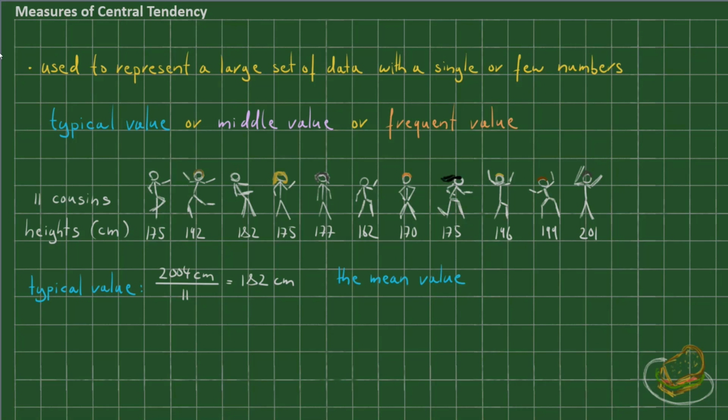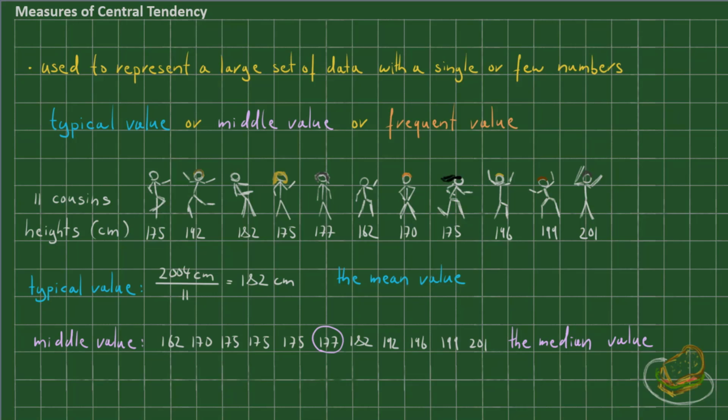Another option is to give the middle value. In order to correctly give the middle value, I would have to arrange my cousins in order of increasing height. So let me quickly do that. And then I would locate the middle value. In this case, the middle value is 177 centimeters. There are 5 other values to the left and 5 other values to the right. In statistics, this middle value is known as the median.